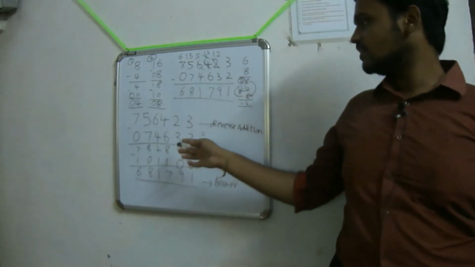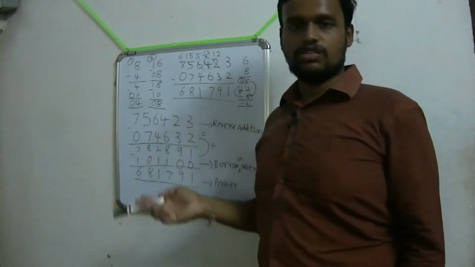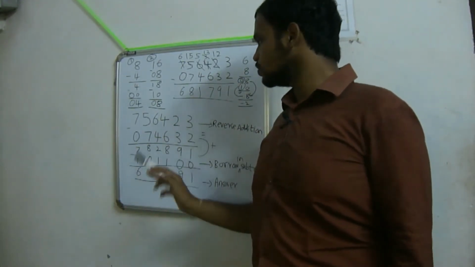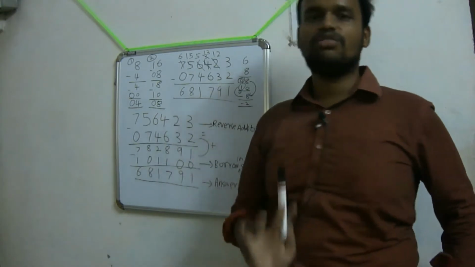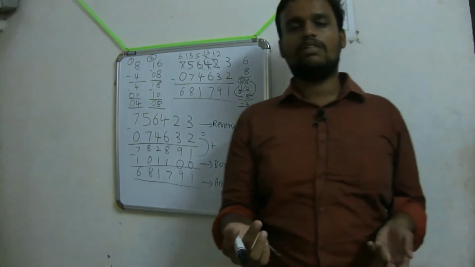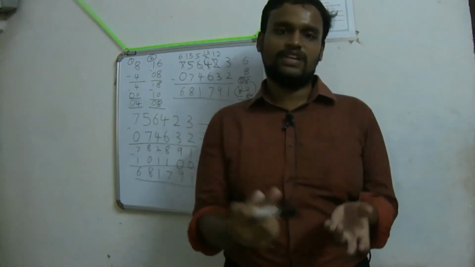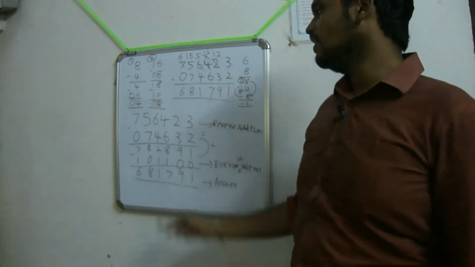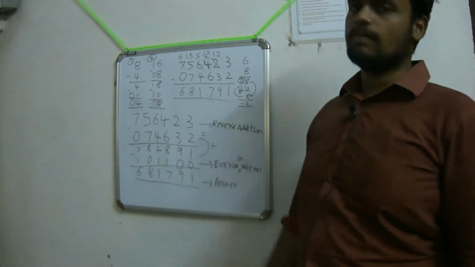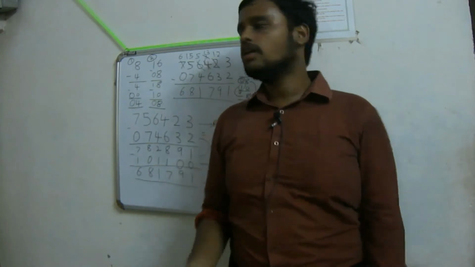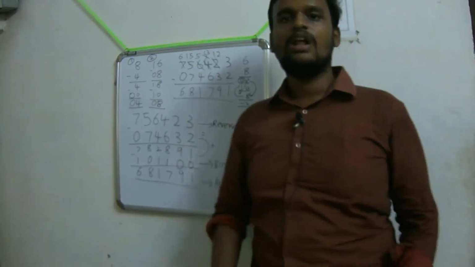Next is pretty easy. 4 plus what gives you 6? Just 2, I have to put just 2, easier. 7 plus what gives you 5? As I have already told, 7 plus 8 gives you 15. So 1 will be the carry. Then finally, what plus 0 gives you 7? 7 plus 0 gives you 7, so you can directly put down 7. That's all.